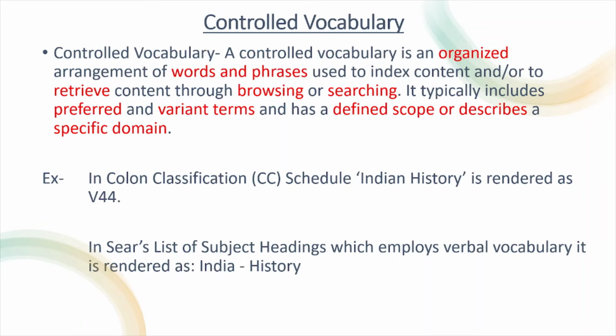Control vocabulary. A control vocabulary is an organized arrangement of words and phrases used to index content or to retrieve the content through browsing or searching. In control vocabulary, we use words and phrases in such a manner that they are organized in a predefined sequence so that it is useful to browse, to search, or to retrieve the content which is available in the document. It typically includes preferred and variant terms and has a defined scope or describes a specific domain. This means the terms in the control vocabulary are predefined, or are variant terms, which specifically describe the content available in the document.